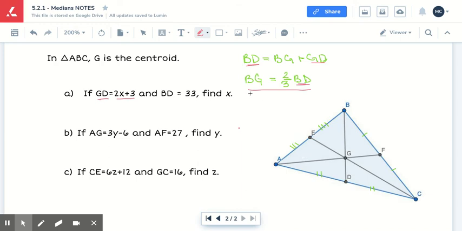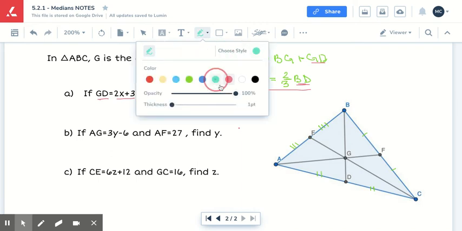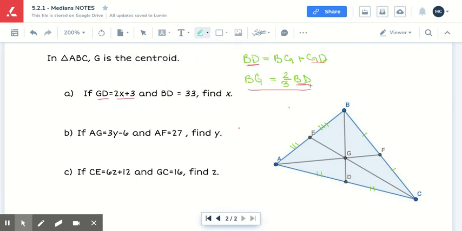They tell me BG is equal to 2/3 of BD. So I can put in what I know. I know that BD is 33. So I can say BG is equal to 2/3 of 33. Now when I multiply 2/3 times 33, I would get 22. So I get BG is 22.